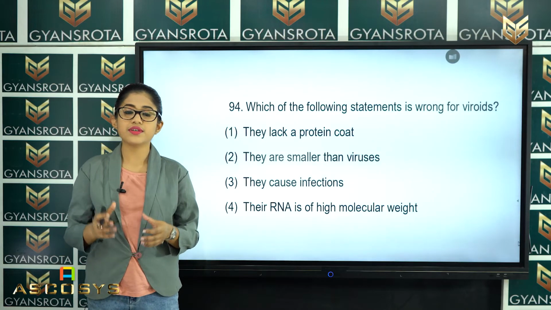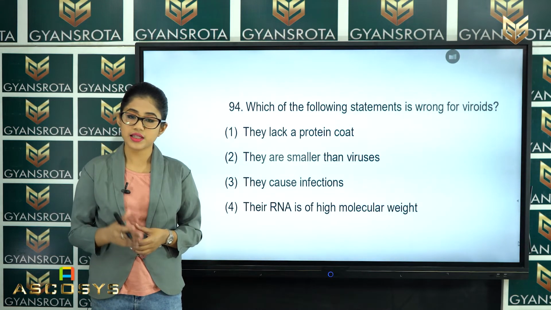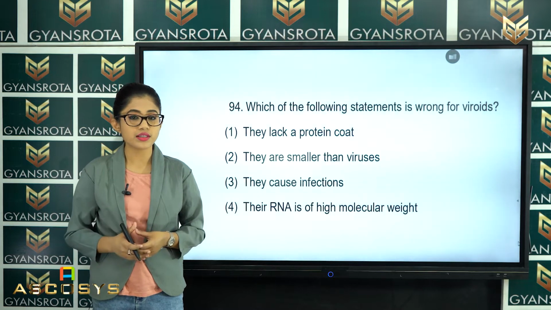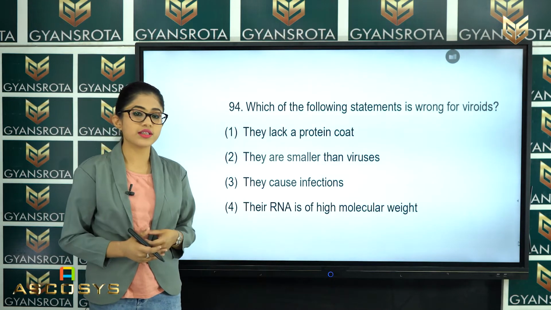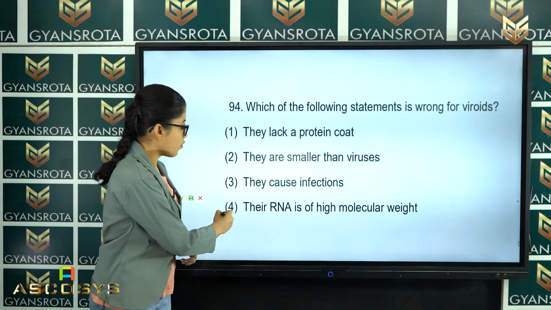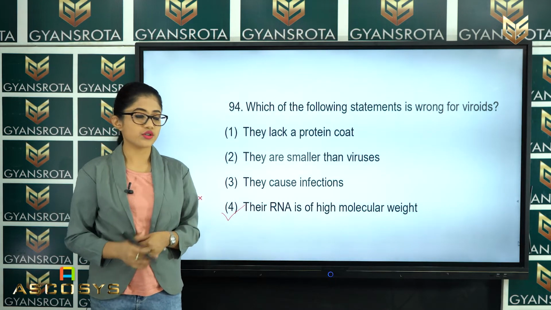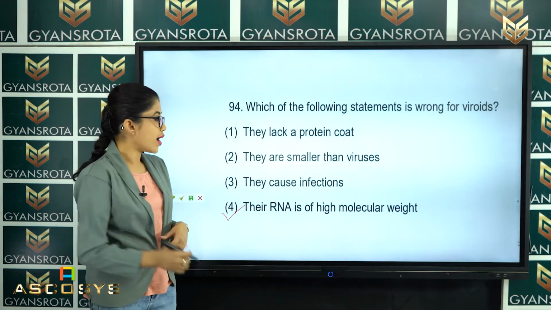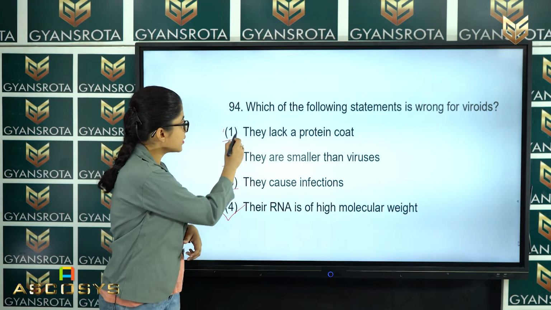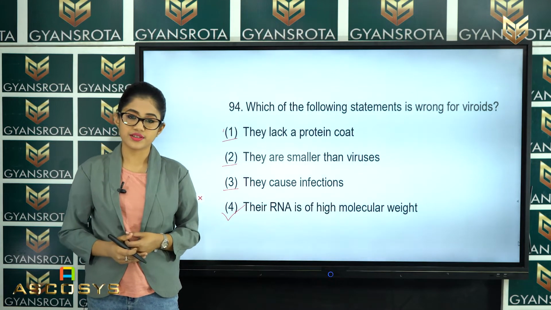We have discussed viroids in the chapter Biological Classification. There we also discussed viruses, lichens and prions. So what is the incorrect statement among these 4 options? That is option number 4, that their RNA is of high molecular weight. So that is the incorrect statement, while options 1, 2 and 3 are the correct statements, right? Now let's see the next question.